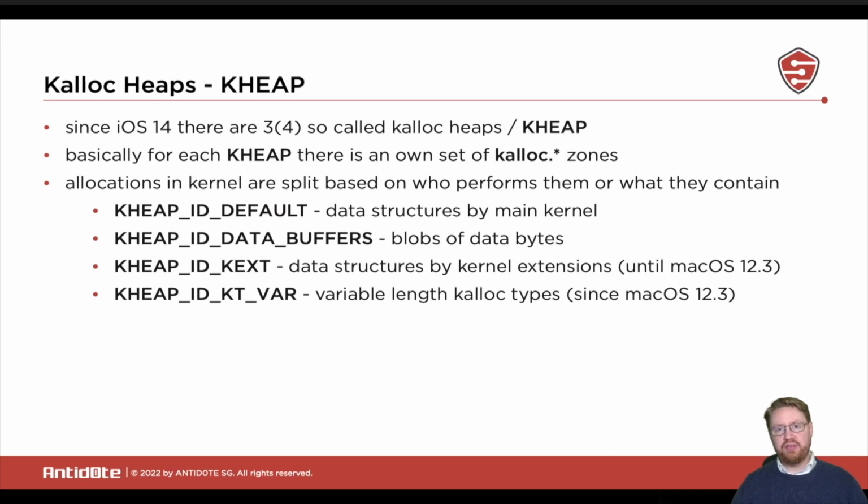Then there was the kext k-heap. The idea of the kext k-heap is to be for all the kernel extensions that allocate something, and this was up to macOS 12.3, and then afterwards it got deprecated. Since macOS 12.3, Apple had added something new, the so-called kalloc types, which we will see later. Now they have added support for variable length kalloc types, and so they need their own kheap for that. This is the kt_var kheap.